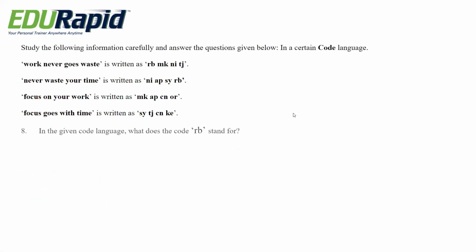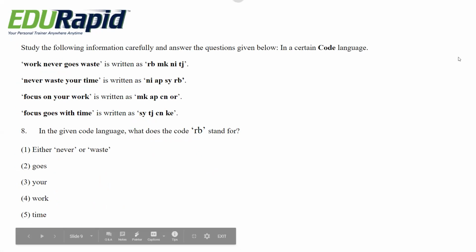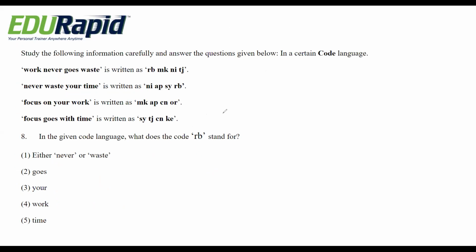Next one. In the given code language, what does the code RB stand for? Options are: first, never or waste. Second option, goes. Third option, your. Fourth option, work. Fifth option, time.